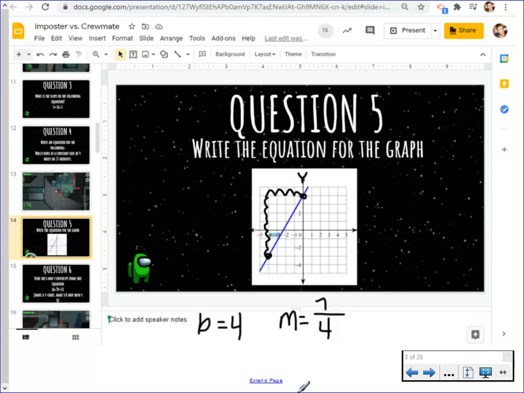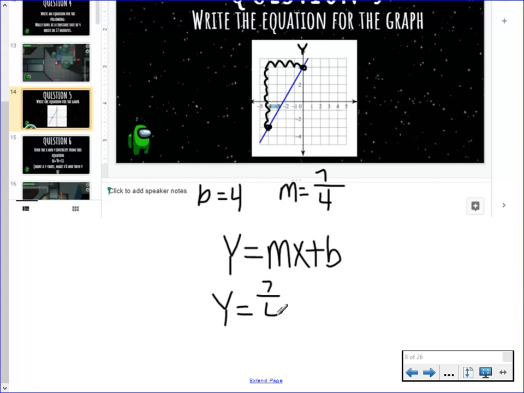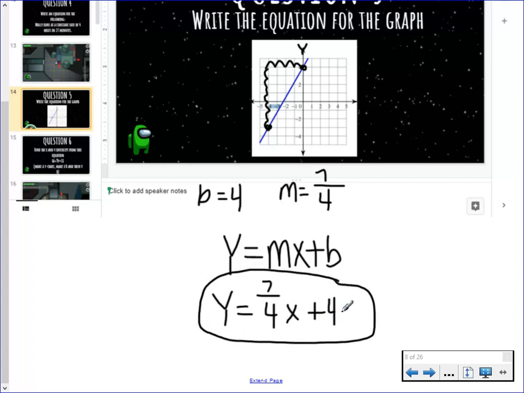So now I know my slope and I know my y-intercept. So what I do is I use this equation that we've been using, and I plug in, instead of writing plus b, I can use this 4, and instead of writing m, I can use 7/4. So y equals, I replace m with 7 over 4, I still write my x, and I replace plus b with plus 4. So that's the equation for number 5. There will be a question just like that on your test.